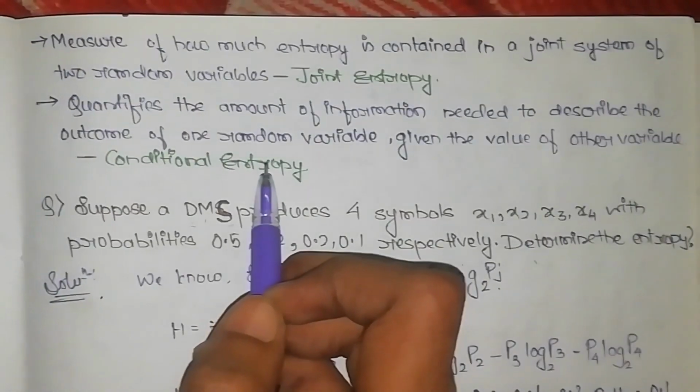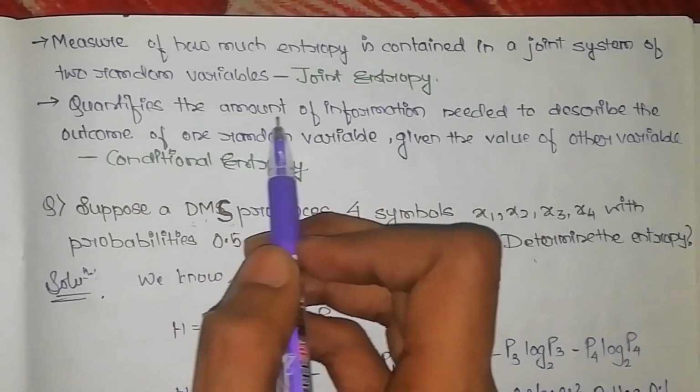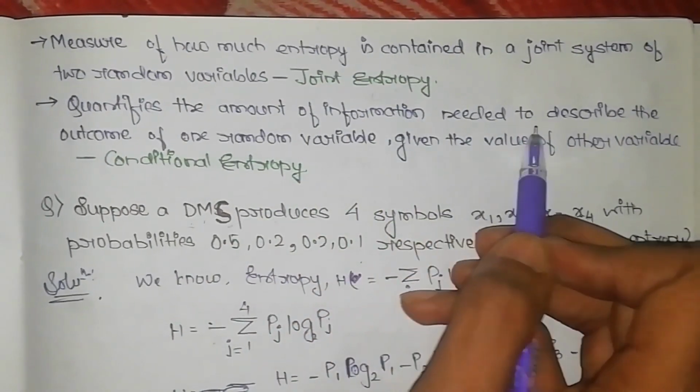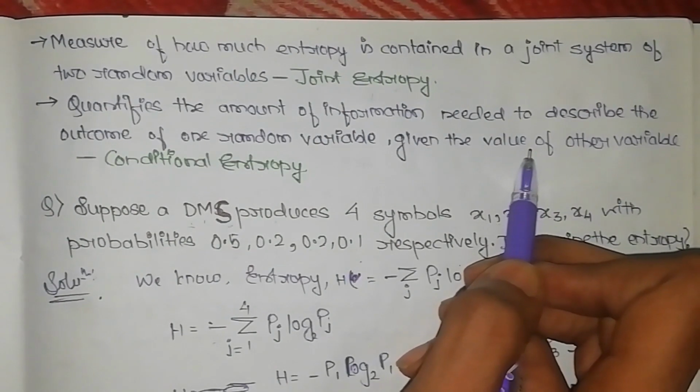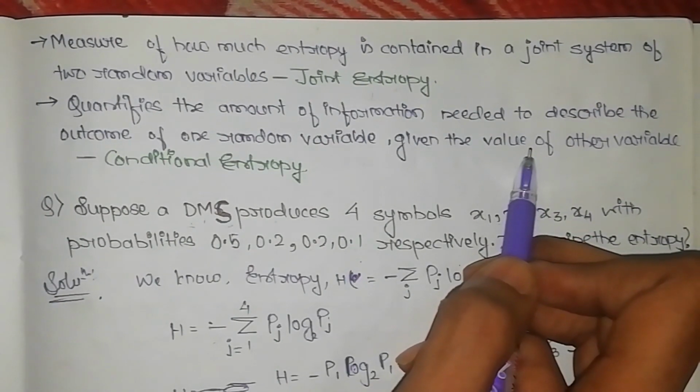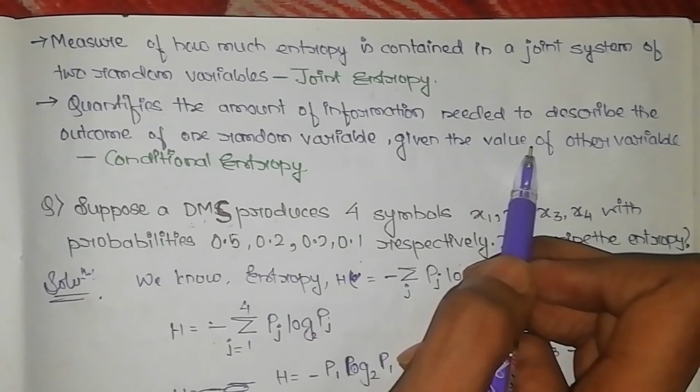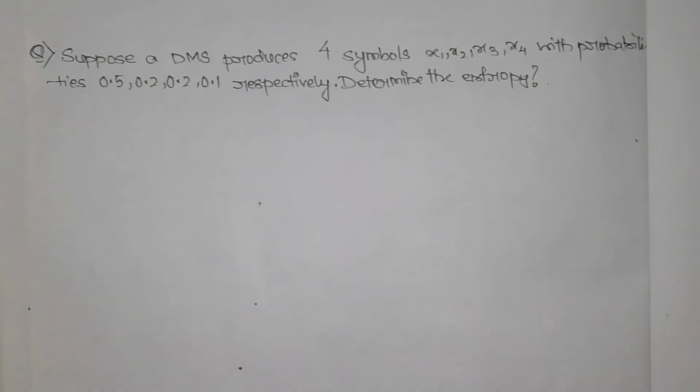But conditional entropy quantifies the amount of information needed to describe the outcome of one random variable given the value of the other variable. So on the other hand, conditional entropy is the amount of information which is required to describe the outcome of the first random variable if and only if the value of the second variable is provided.